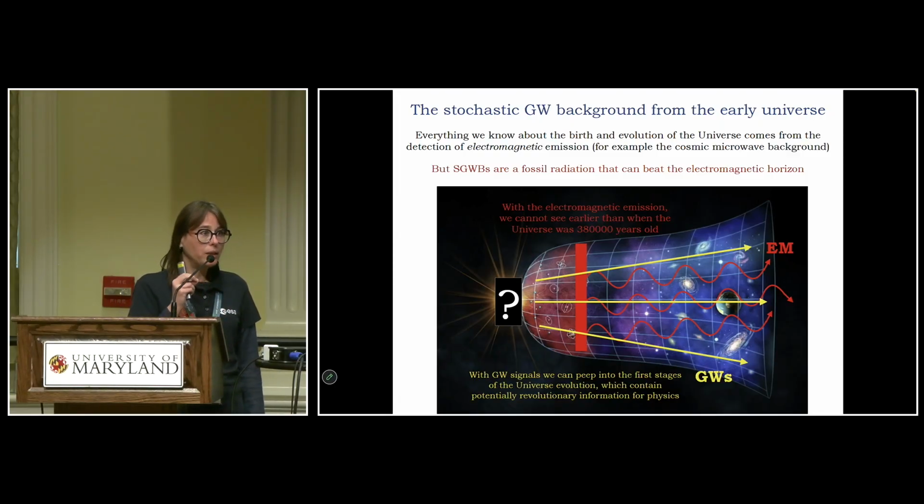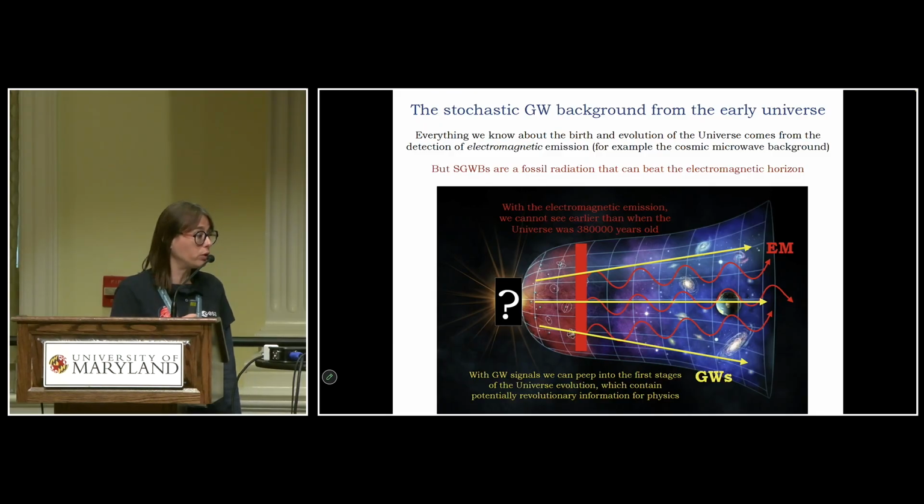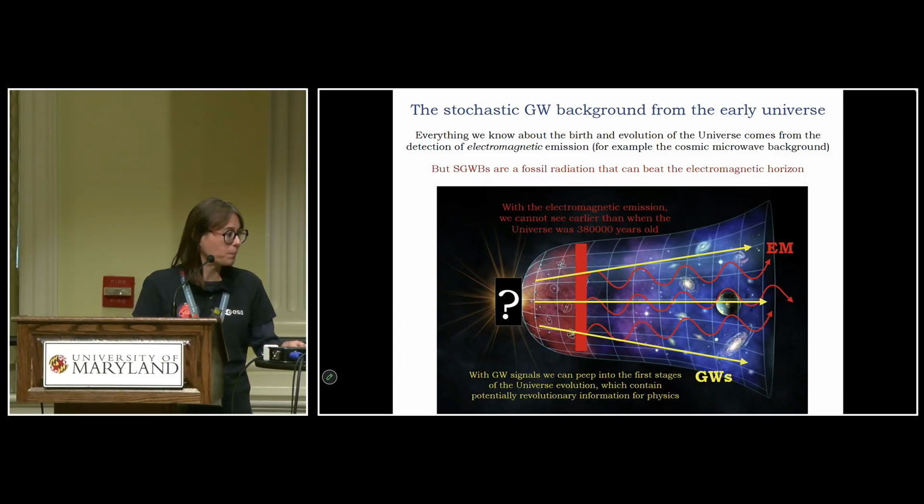However, if we have a stochastic gravitational wave background, this gives us the possibility to look much earlier in the evolution of the universe. So stochastic backgrounds are a fossil radiation that can beat the electromagnetic horizon that we have in the universe, right? And therefore, it allows us to peep into the first stages of the universe evolution, which contain potentially revolutionary information on physics.